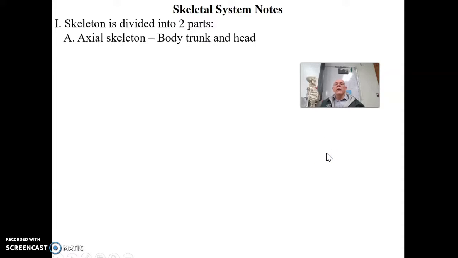All right, axial skeleton is going to be the body trunk, which is the rib cage, the backbone coming down, the sacrum, all the stuff down the middle, all the way down to the coccyx down here at the bottom, up the backbone and the head and the ribs. Okay, all that is the axis or the main center thing, axis of the body.